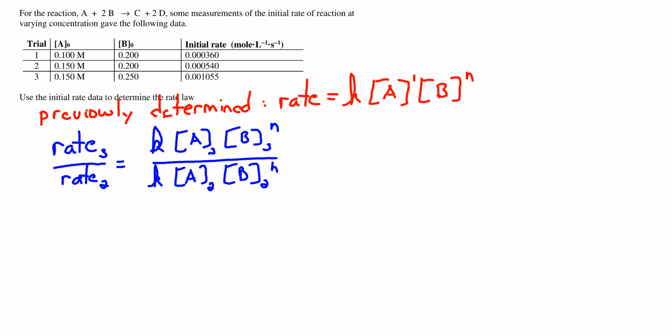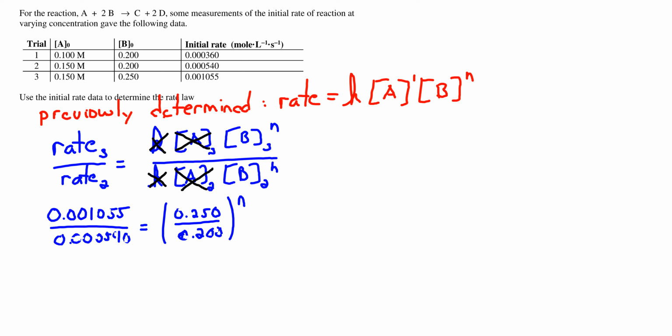All right, so we're comparing the rate of trial 3 to the rate of trial 2. We see that k is going to cancel out, and also the concentration of A raised to the first power is going to cancel out because, again, these two concentrations are the same. So we can simplify our expression. What we've done here is input the rate of trial 3 over the rate of trial 2, and here's the concentration of B in trial 3 over the concentration in trial 2.